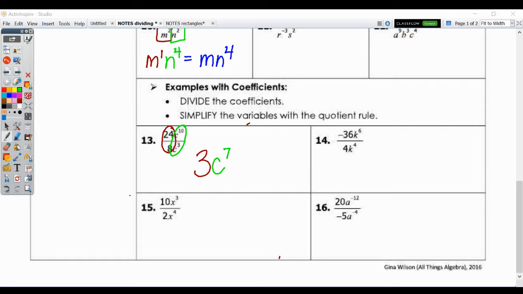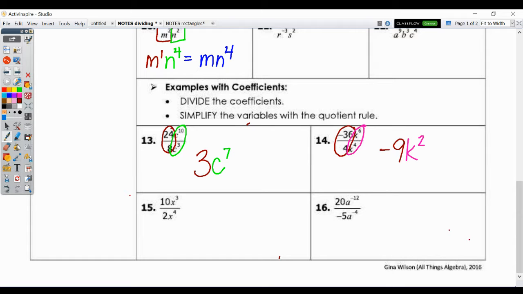Okay, let's look at number 15. No, let's do 14 first. So I'm going to deal with my numbers first. Negative 36 divided by 4 is going to be negative 9. Then I look at my variables with my exponents. I have k to the 6th divided by k to the 4th. So I'm going to have k. I subtract 6 minus 4, to the second.